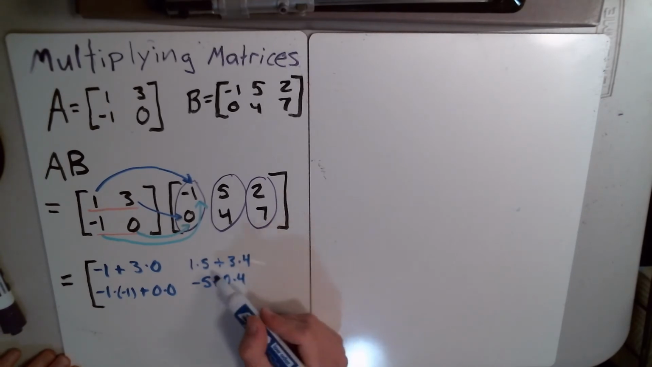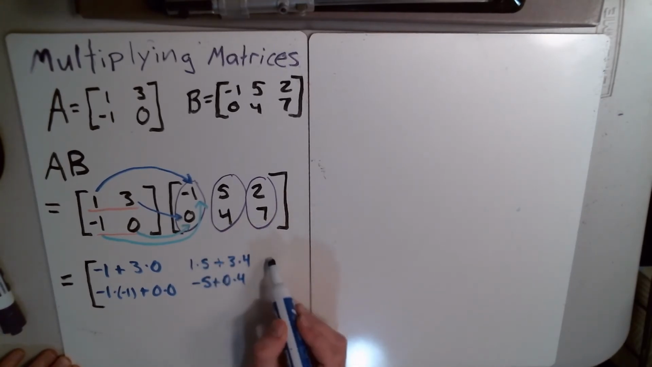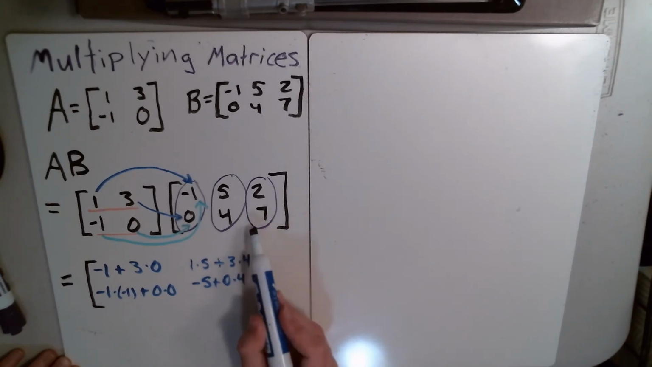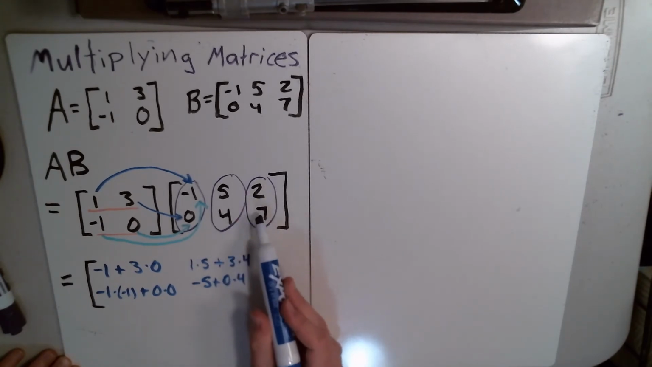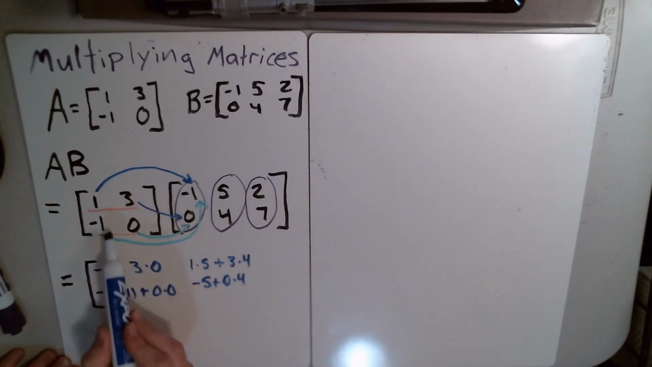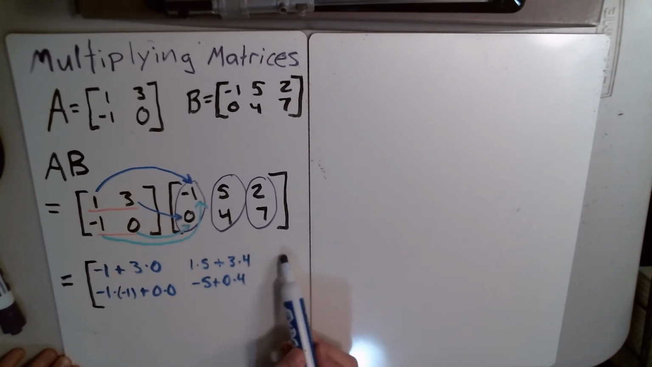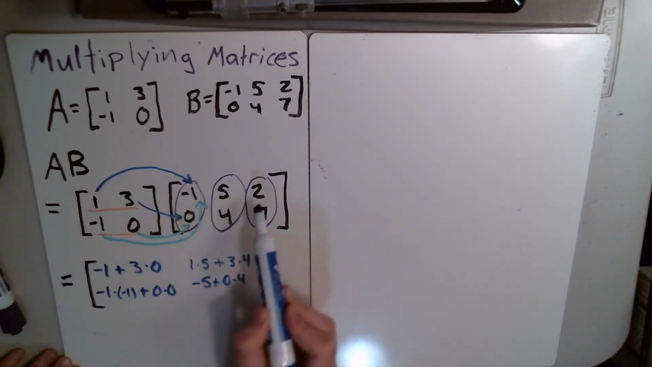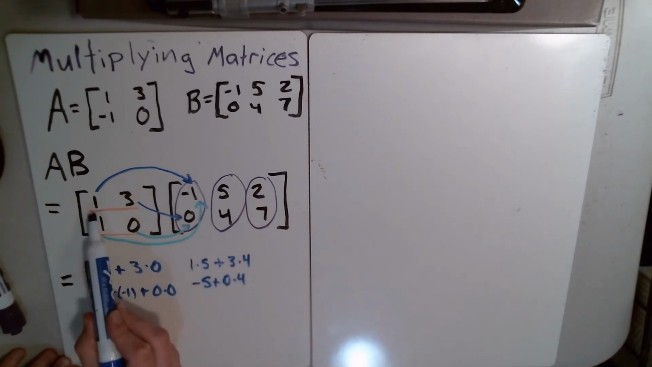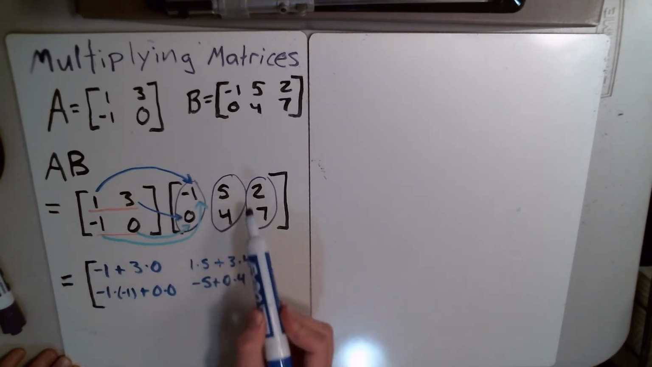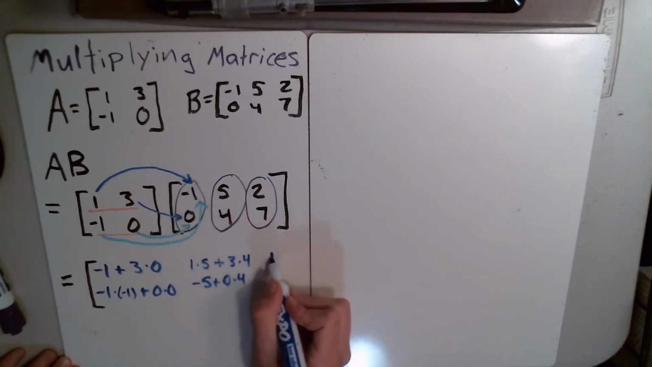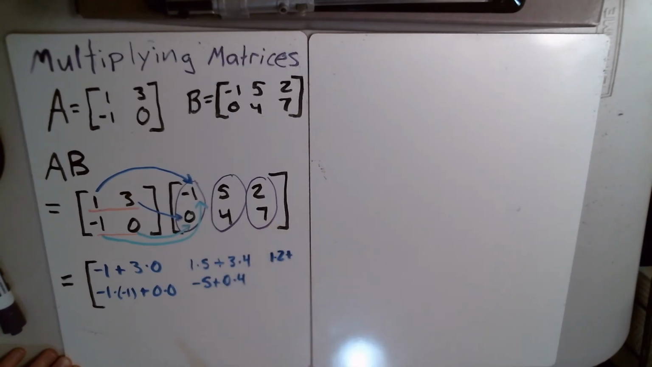Now we're not quite done yet. We have the second row. What about the third column? For the third column, we're going to use the third column from this matrix, and then the first and second rows here. So for the first entry, we're going to use first row, third column: 1 times 2 plus 3 times 7.